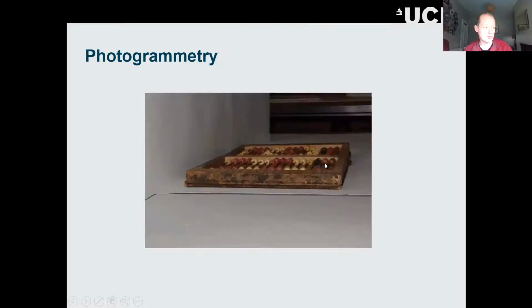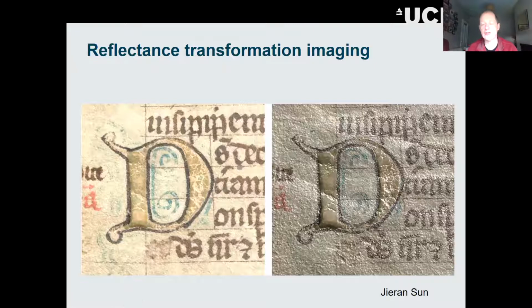Reflectance transformation imaging is really an extension of photogrammetry. Often it's done at fine detail, it's done at high magnification. And this is some imaging we did in UCL Special Collections, looking at an illuminated letter that was about to be restored. And the red-green-blue image, the standard photograph that you see on the left, didn't give the restorers a great deal of insight into what was degrading.